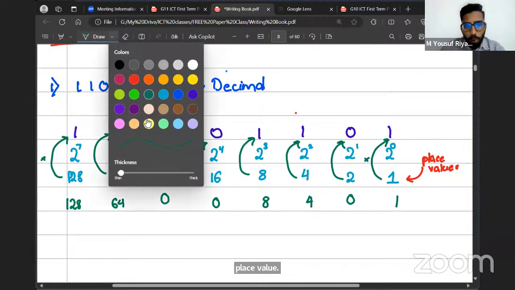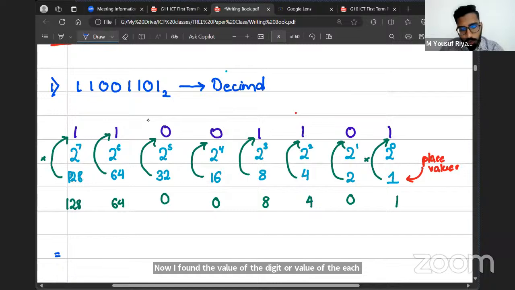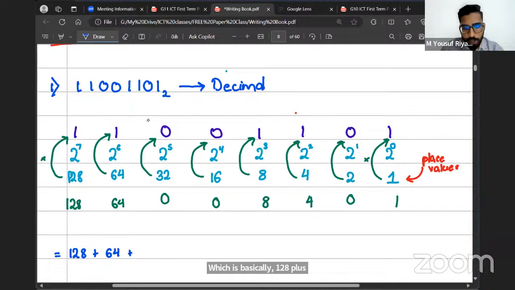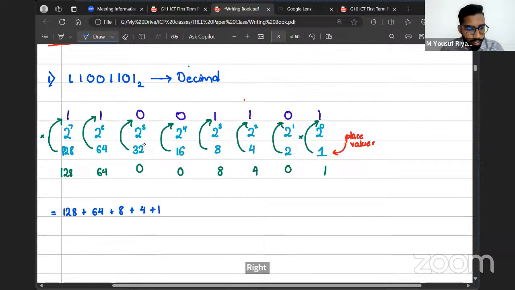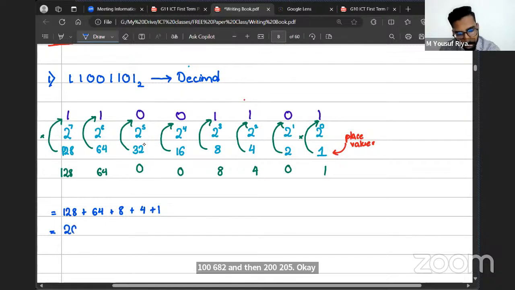To find the equivalent decimal answer, what I should now do is add all of them together, which is basically 128 plus 64 plus 0 plus 0 is anyway 0, so plus 8 plus 4 plus 1, right? If I add them all together, I'll be getting 128, 192, 200, 204, 205. The answer is 205.